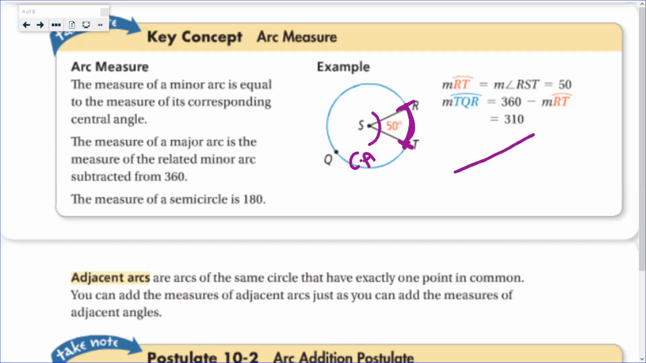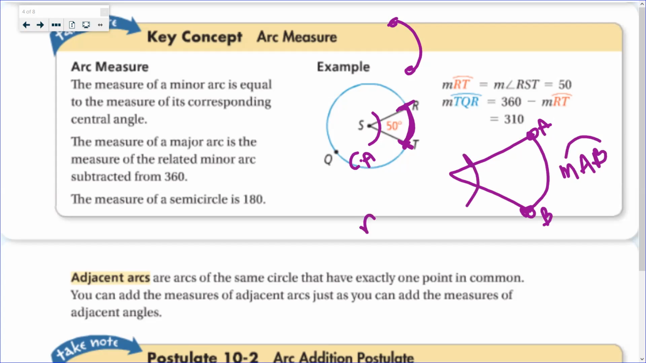This is an angle. Any arc I want to draw must come between two endpoints. If these endpoints are the vertex of an angle, I will say that the measure of arc AB is equal to the measure of angle AOB. Okay?